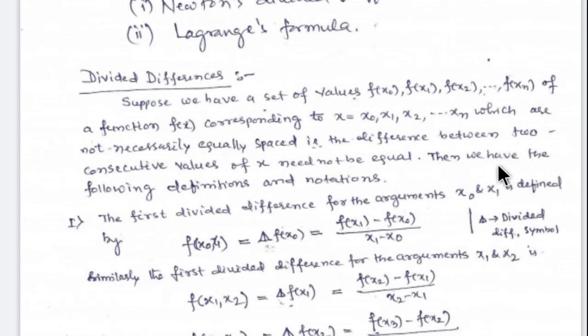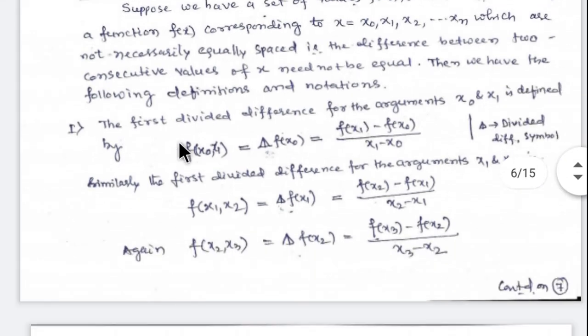That is, the difference between two consecutive values of x need not be equal. Then we have the following definitions and notations. The first divided difference for the arguments x0 and x1 is defined by f of x0, x1, you have to write here.